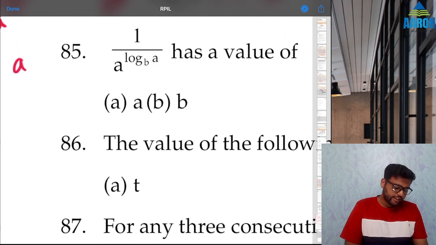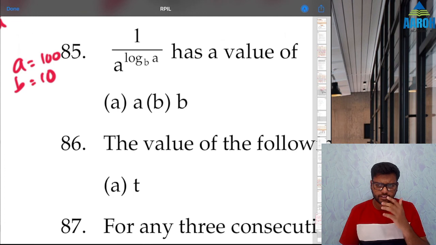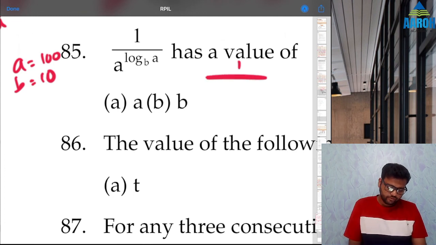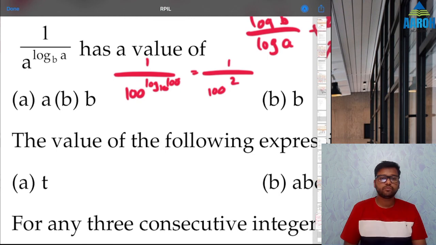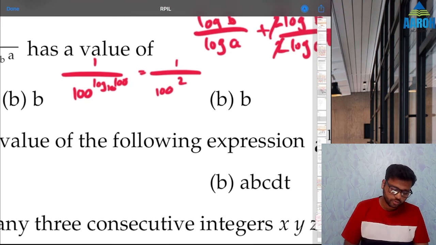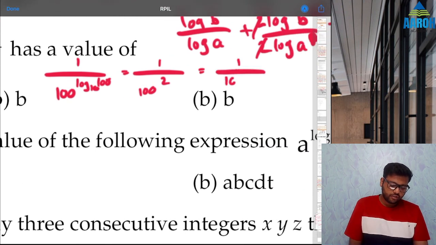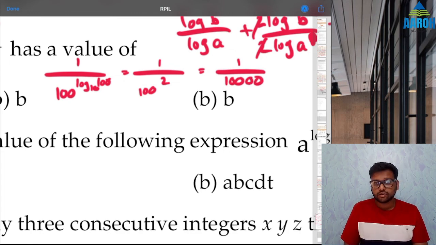So let's say a is 100, b is 10. Okay. A is 100, b is 10. So this will be 1 upon 100 raised to log of 100 to the base 10. That is nothing but 1 upon 100 raised to 2. Because log 100 is 2. That is 1 upon 100 and 2 zeros, 10,000.